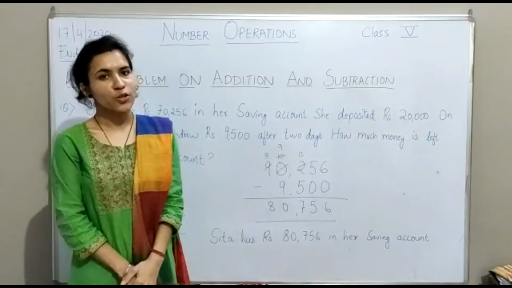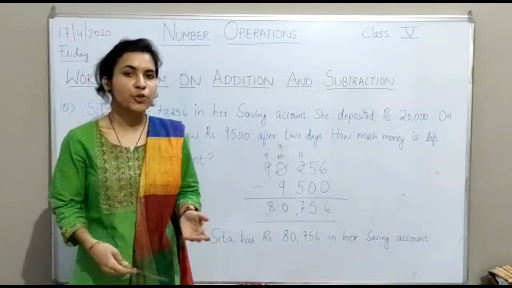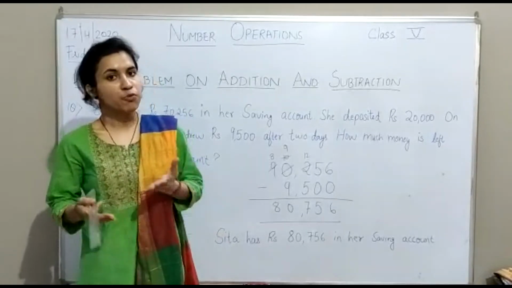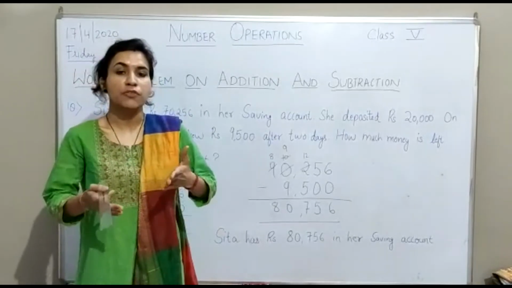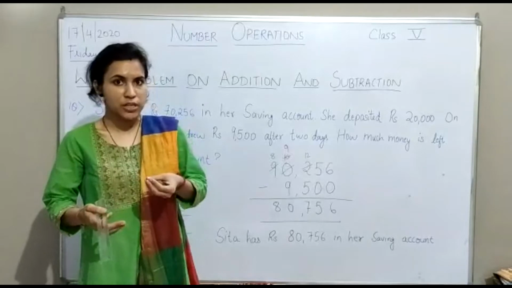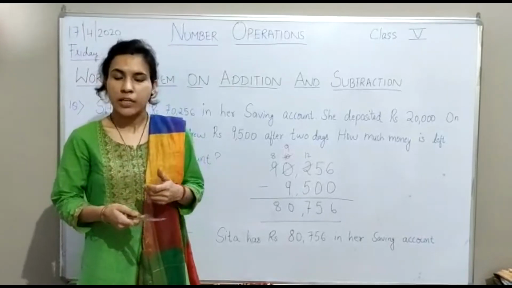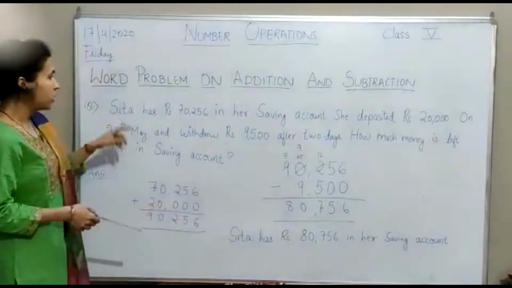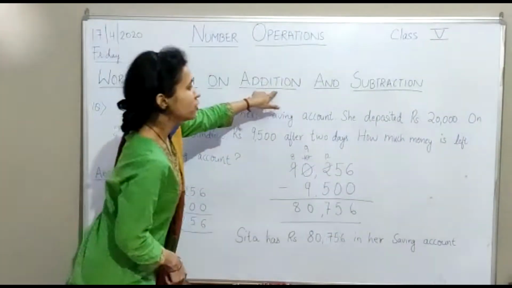Now let us understand the concept of word problem. First of all, what do you mean by the term word problem? Word problem kya hota hai? Word problems are those problems where the question is given in the form of a statement. Jahan pe question diye jaate hain, in the form of statement. Now let us understand with the help of an example. So today we are going to deal with word problems on addition and subtraction.